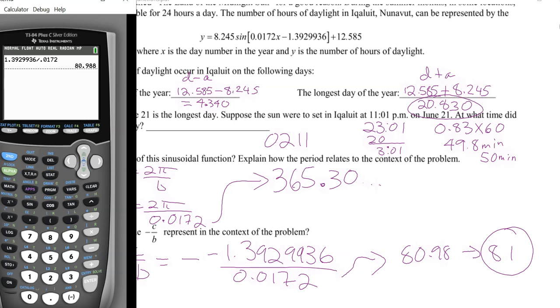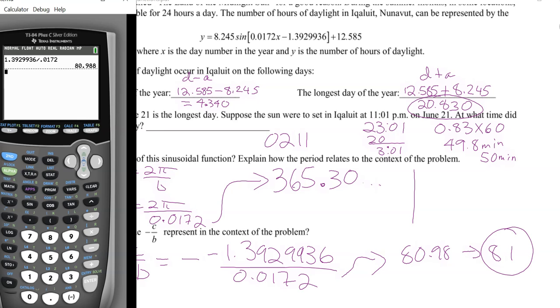So 81, what day of the year is day 81? So let's figure out. 31 days in January plus, let's go normal year, 28 days in February. So 31 plus 28 is 59. 81 minus 59 is 22. So we would be like 22 days into March. So what happens around March 22nd? Yeah, spring.